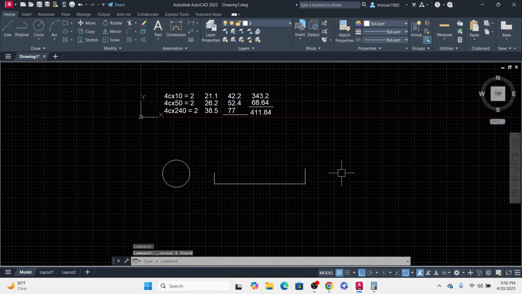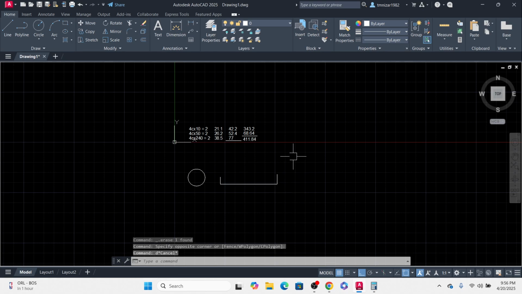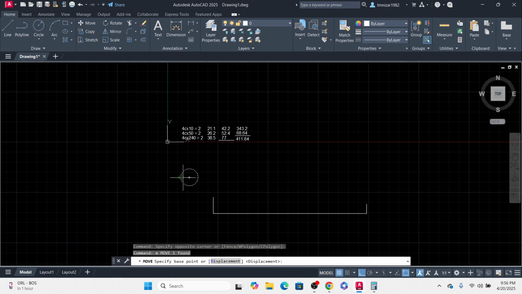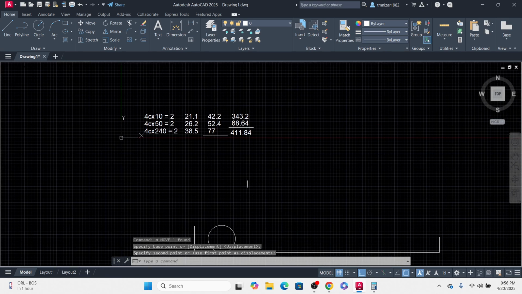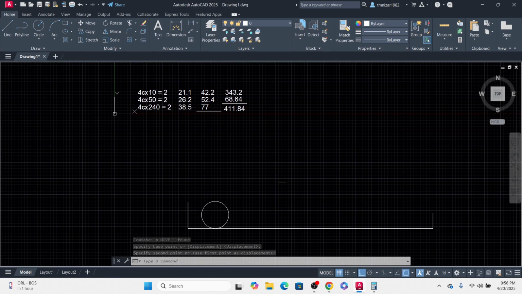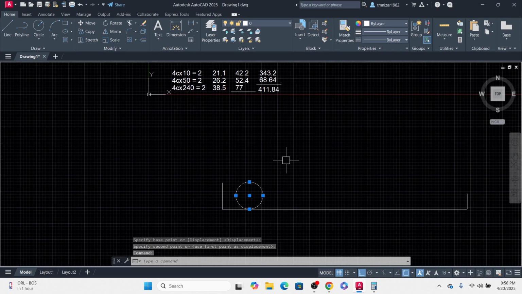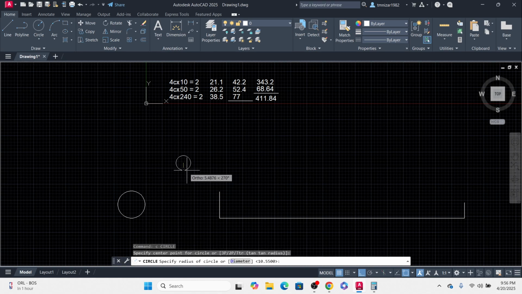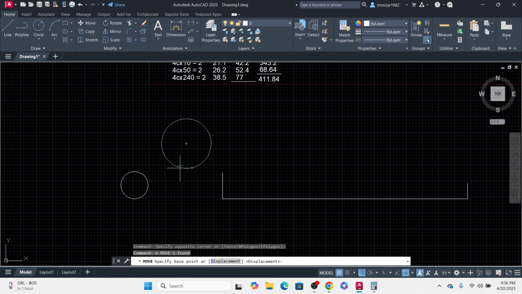When I'm placing this one, let's make this a little bigger. I will keep this one here first. It's your choice, either you go from small to big or big to small. For me, I am going from big to small. So let's go with the 240 cable, circle diameter 38.5. This is a bigger one.